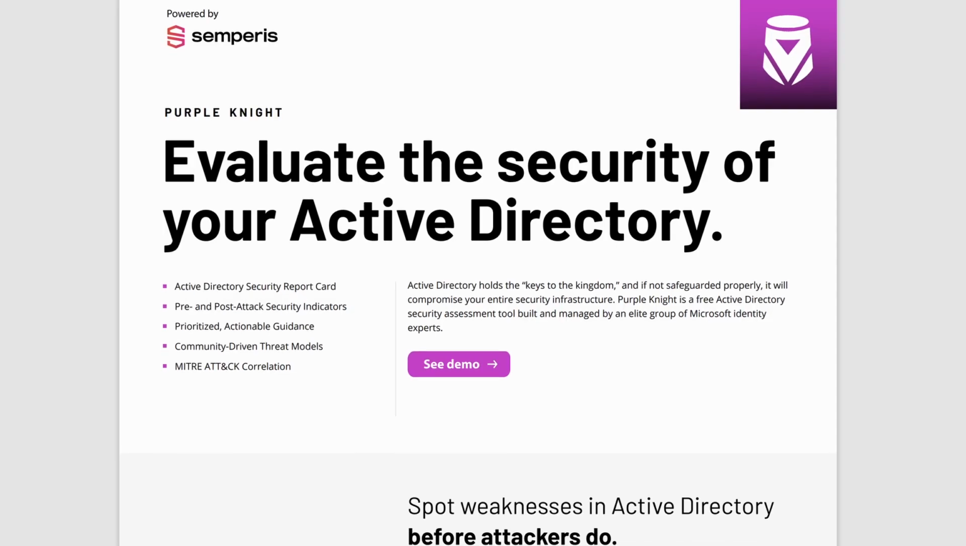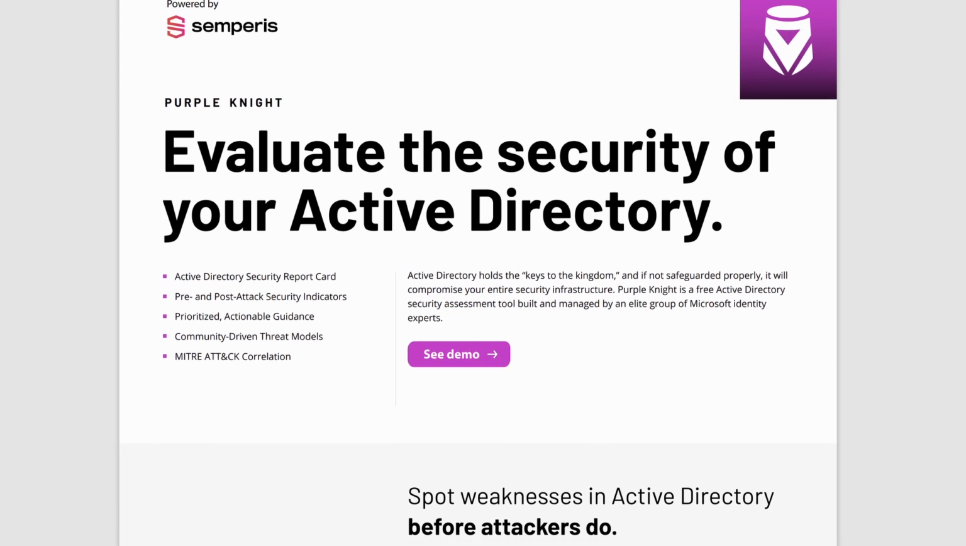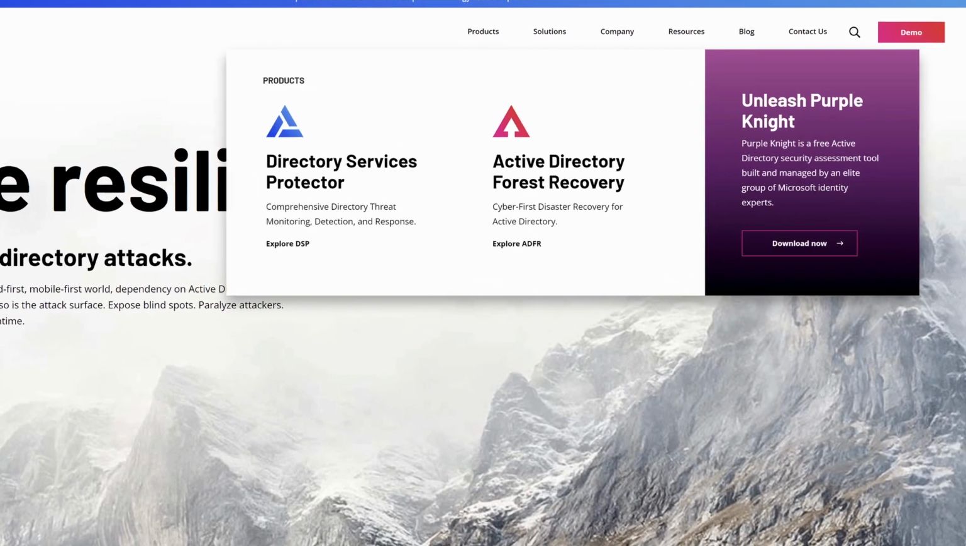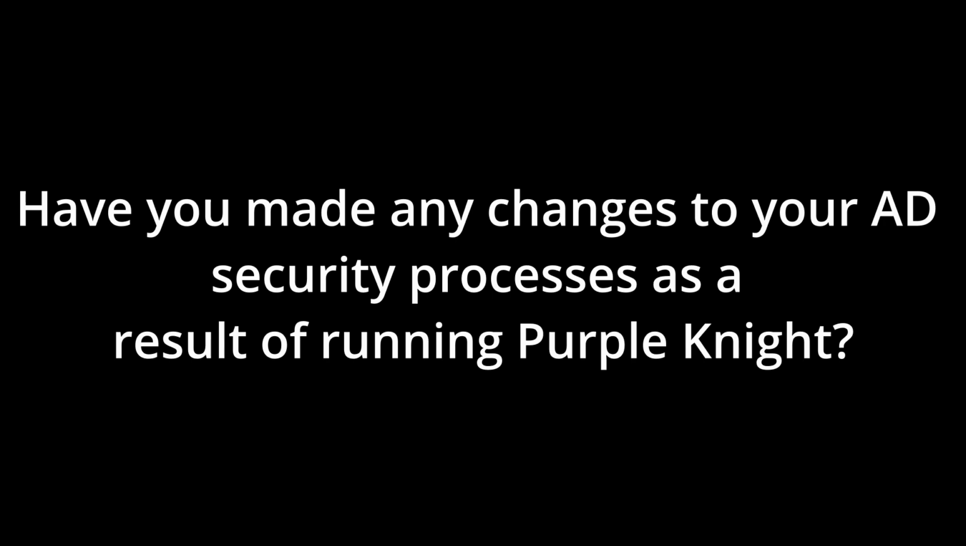Very much so. Initially, we ran PK about 6 different times as we resolved different issues that it pointed out. I no longer run PK because we opted to purchase DSP and ADFR, which are offerings from Semperis. PK is basically integrated into their product called DSP, and it does full-time monitoring now instead of running individual scans. So it's always there in the background. Those offer some unique advantages over PK by itself.